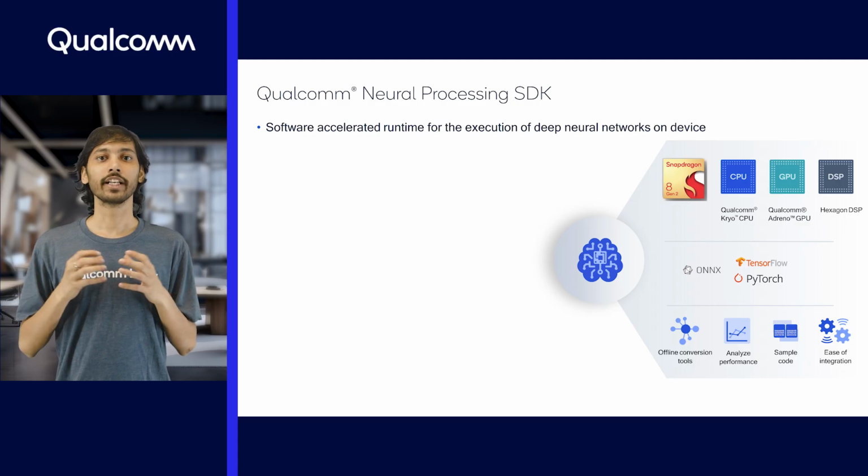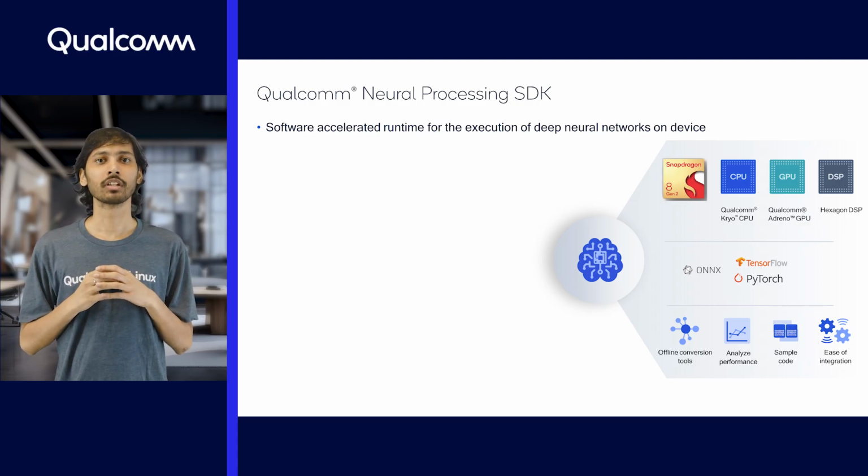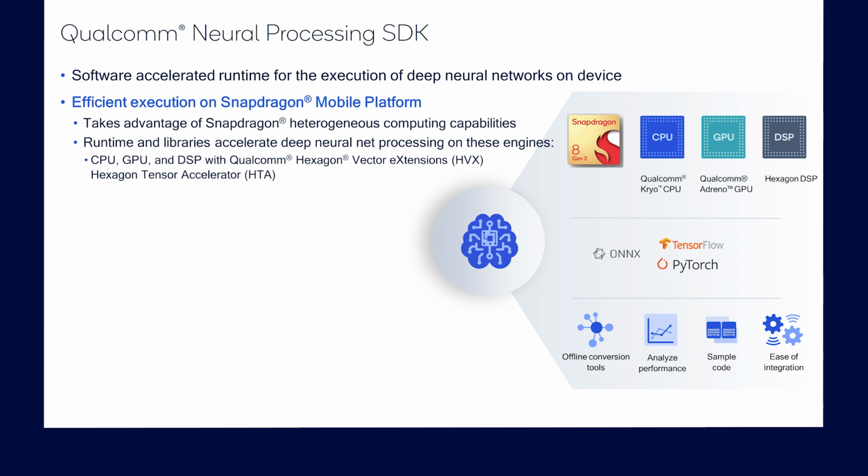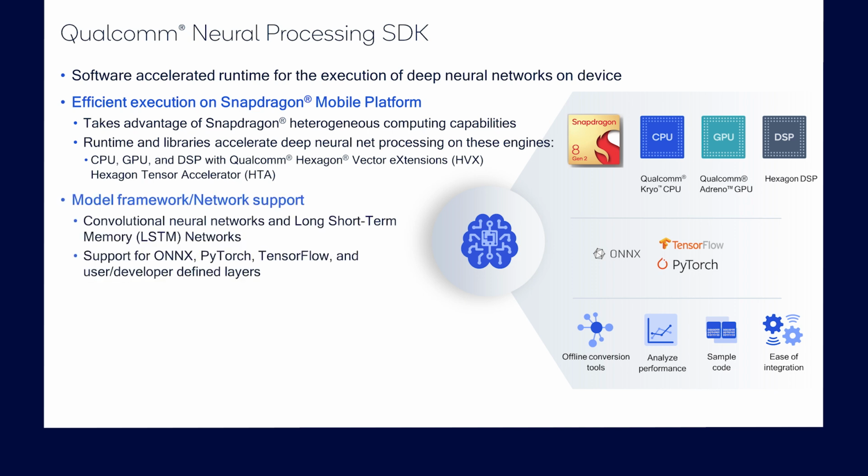Now we will get into the details of the Qualcomm Neural Processing SDK. It is a software accelerator runtime for execution of deep learning neural networks on the device. The Qualcomm Neural Processing SDK takes advantage of the heterogeneous computing capabilities from the three processing engines, the CPU, GPU, and DSP. And the primary focus is on the Qualcomm Hexagon processor. We can use this AI runtime with common AI models, including ONNX, TensorFlow, and PyTorch.